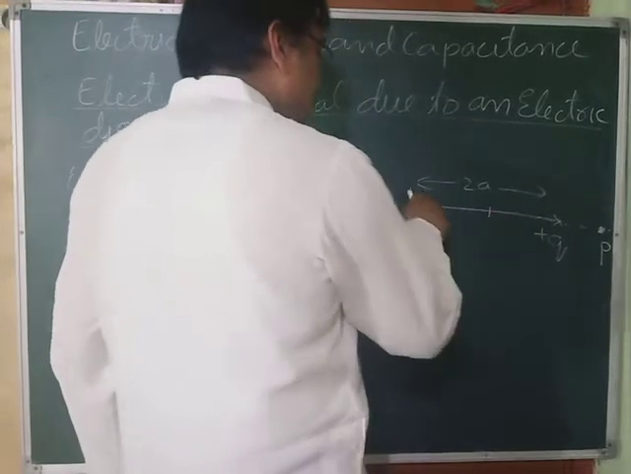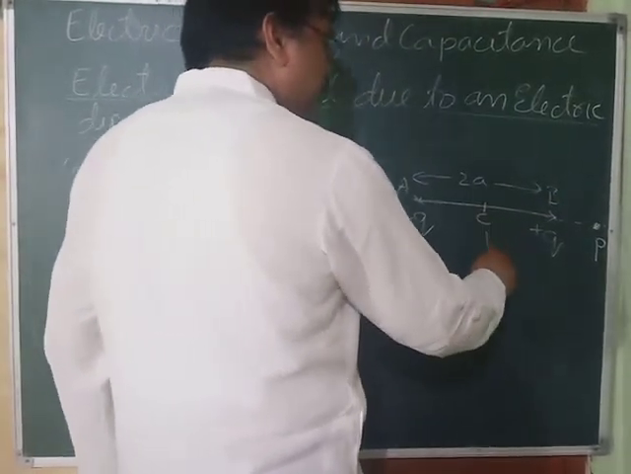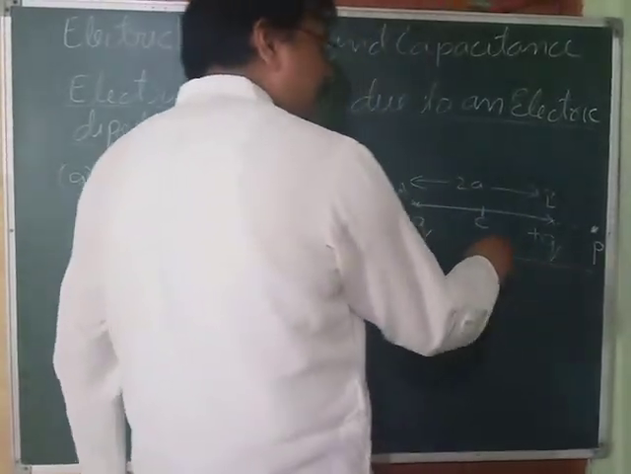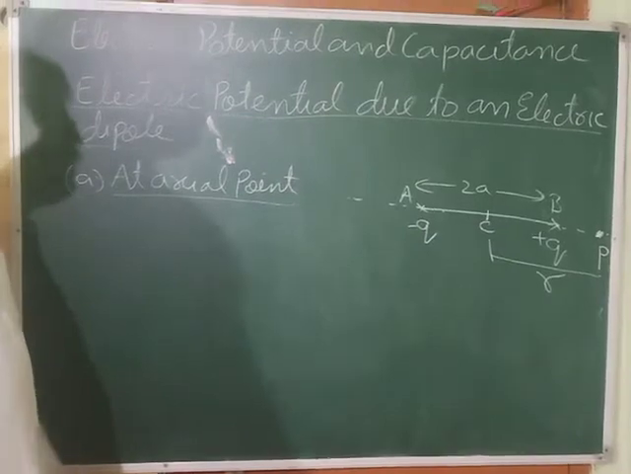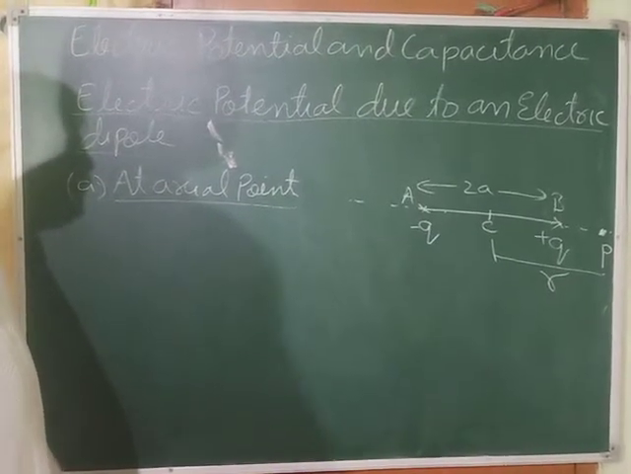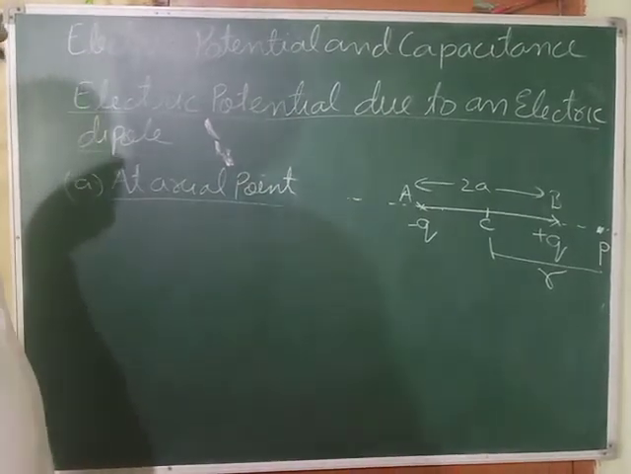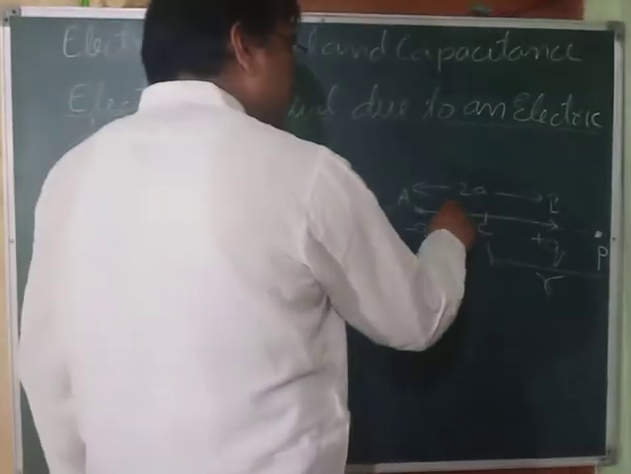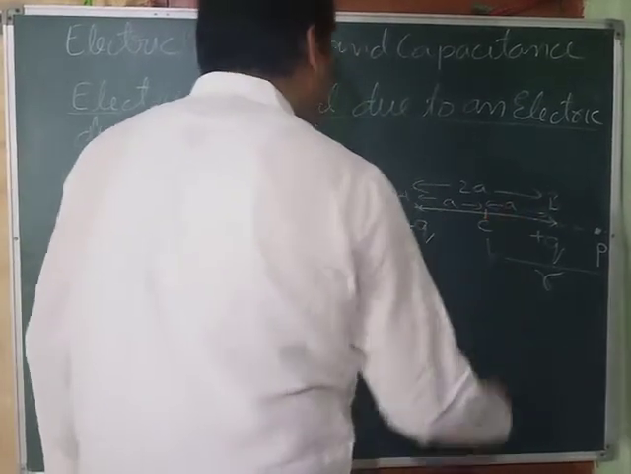Now, for this, let us name this dipole AB, and let us name its center C, because we always take the distance of the point from the center. Let the distance be R. So we have to find out the electric potential at point P, which is lying on the axis and at a distance R from the center of the dipole. Now, if this is the center, then this distance is A, and this is also A.